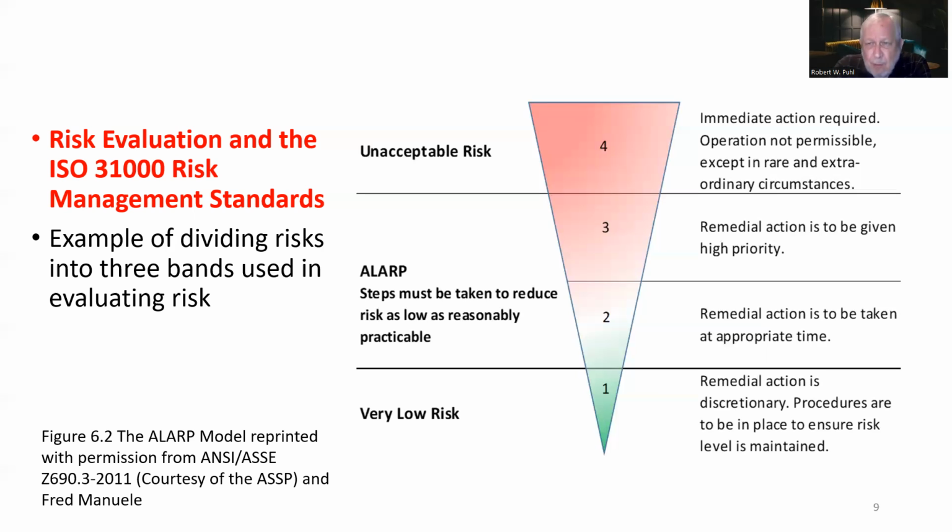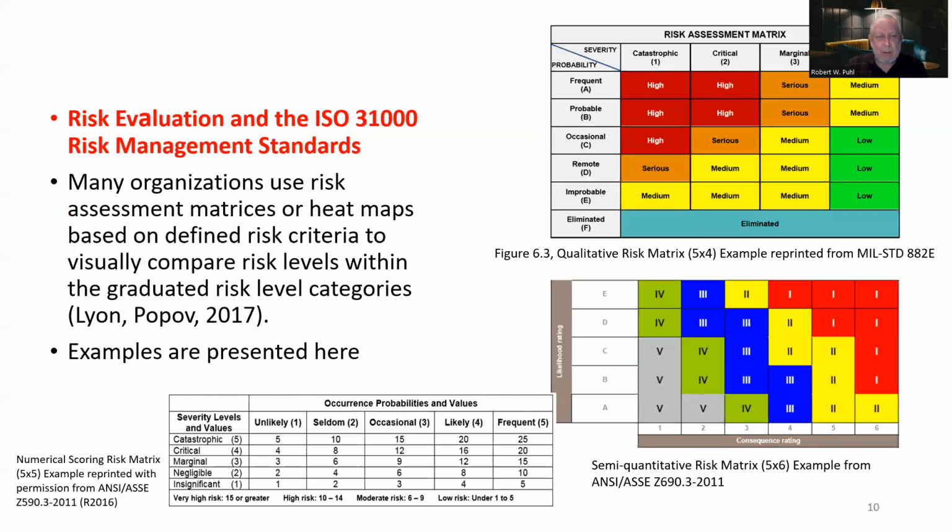But if it's something that's going to be more extensive at that level, you probably aren't going to do anything at least at now. Maybe later on you will. So risk evaluation: many organizations use risk assessment matrices or heat maps based on defined risk criteria to visually compare risk levels within the graduated risk level categories. And those are some examples.